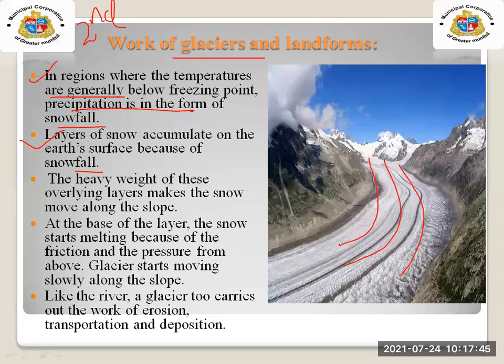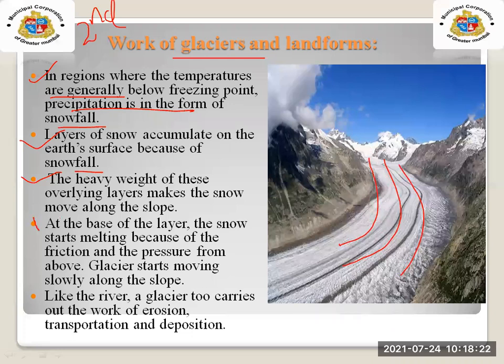Here you can see the layers of snow accumulated on the mountain, students. Yes, because of the snowfall. The heavy weight of these overlying layers makes the snow move along the slope. Because of the heavy weight, the snow will start moving down the slope.